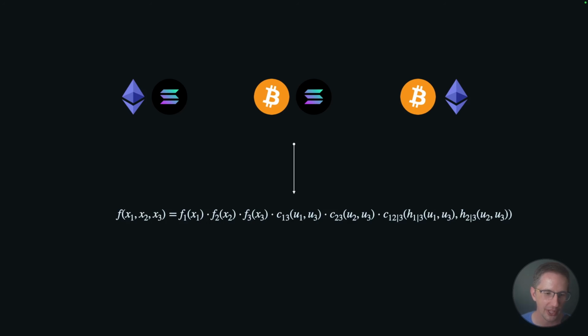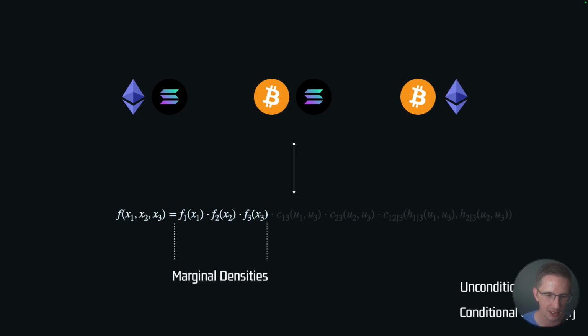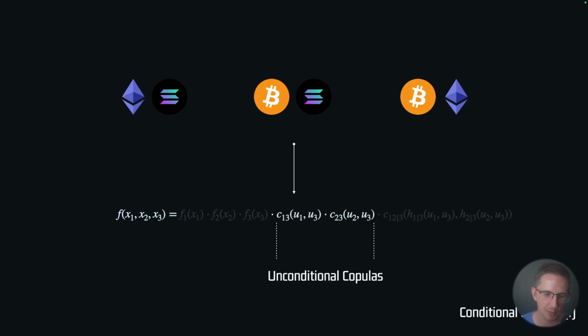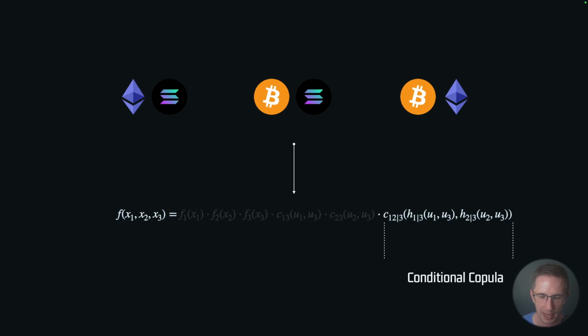But we can model that like this. We take the marginal density functions, which is f1 of x1, f2 of x2, f3 of x3. That's essentially saying the Student t of Ethereum, the Gaussian of Bitcoin, and the Student t of Solana, for example, could be anything. Multiply those by what's known as the unconditional copulas here, and then multiply that by the conditional copula. And I'm going to get into that in a lot more detail. So don't worry if this has thrown you off a bit.